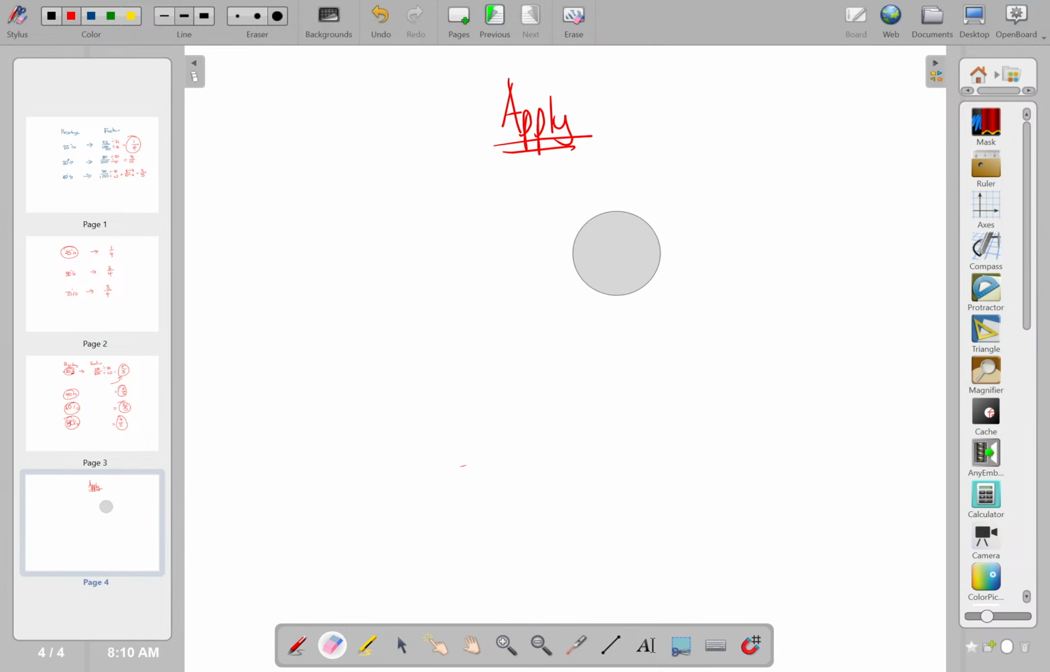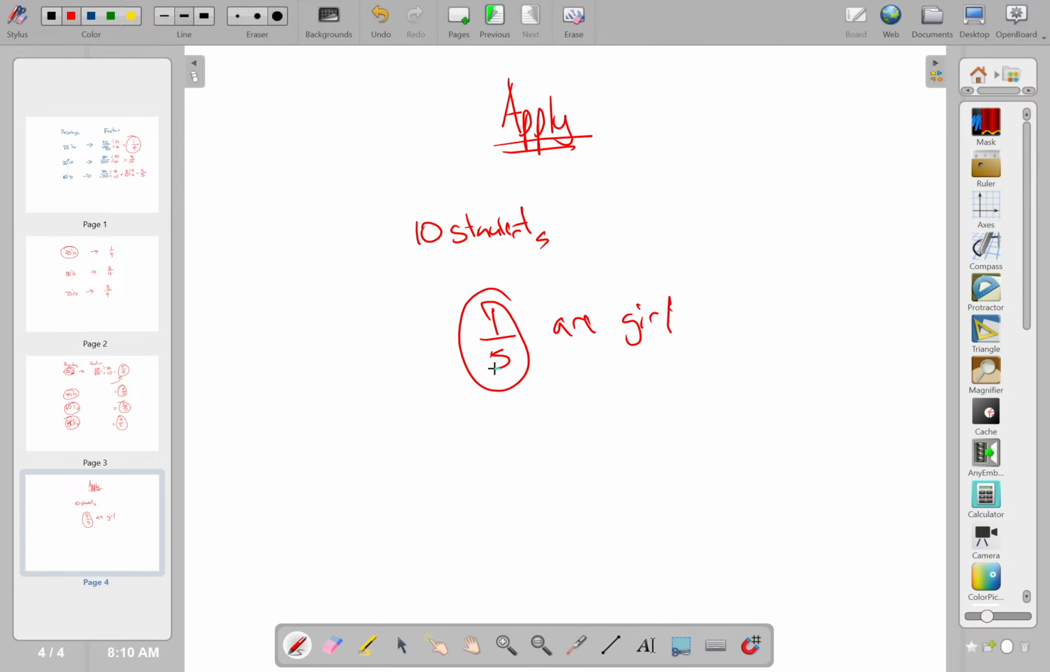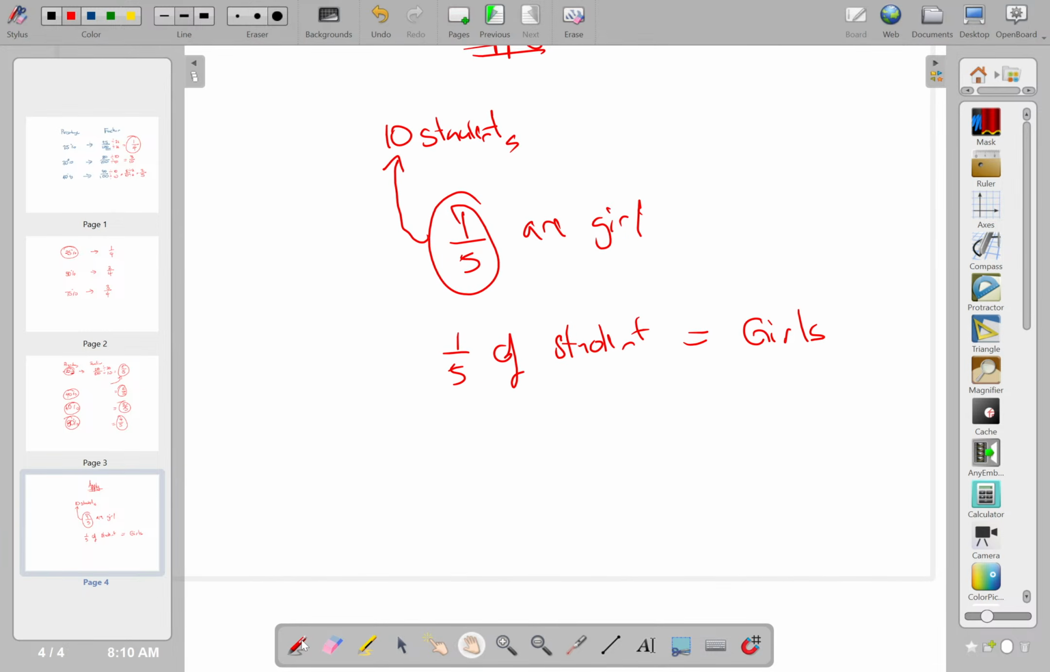So if I said to you, hey, I have a class and it's 10 students, and I said to you, 1/5 are girls. Then I'm going to ask you the question, 1/5 of what is girls? 1/5 of the total amount of students is going to be girls. Yeah? So 1/5 of the students, I should say, is going to represent the number of girls.